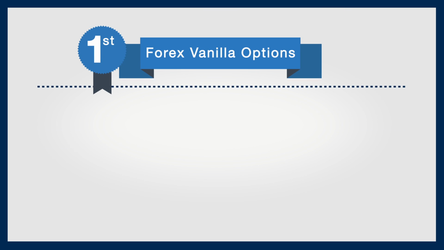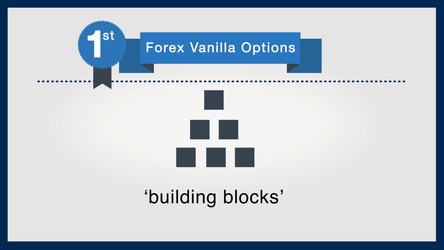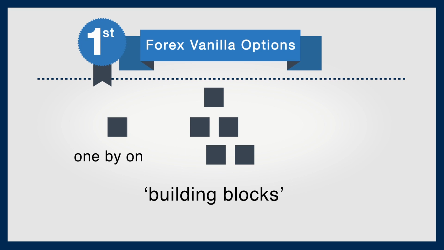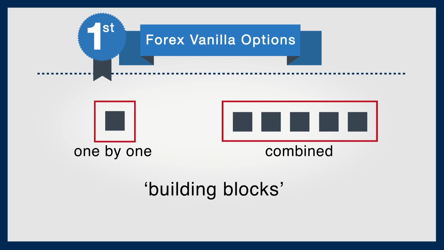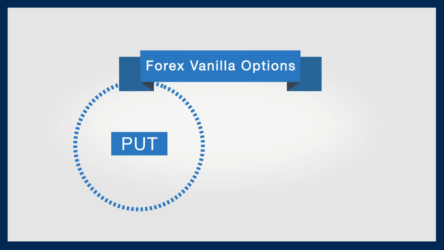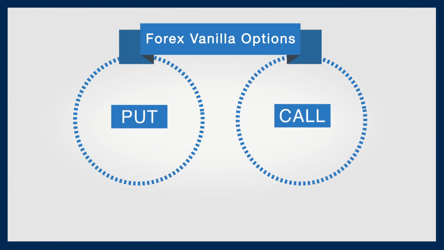Vanilla options were the first type of options to be developed and are the building blocks of the option market. They can be traded one by one or combined into option strategies. There are put options and call options, and we'll take a look at what those are.